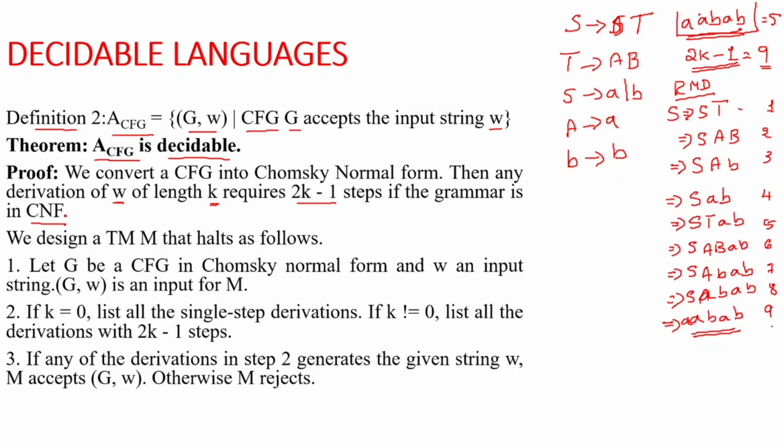1 2 3 4 5 6 7 8 and 9. Yes, so if the grammar is valid, then I should be able to generate it in 2k minus 1 steps, which in this case is 9. Okay, so that's what I wanted to prove with this particular point: 2k minus 1 steps if the grammar is in CNF.